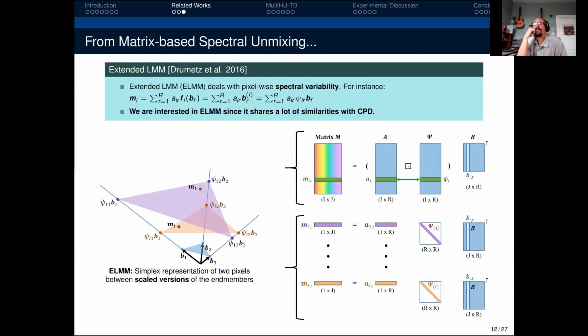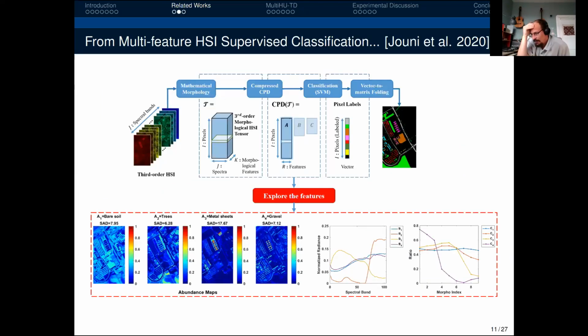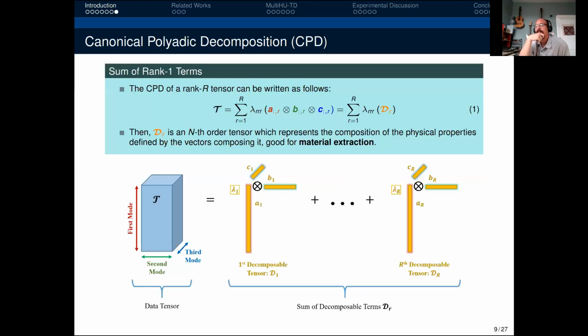Yeah, I have a quick question. Thank you, Mohamad. I was wondering what is the rationale behind the fact that you assume that each material will correspond to a rank 1 tensor.